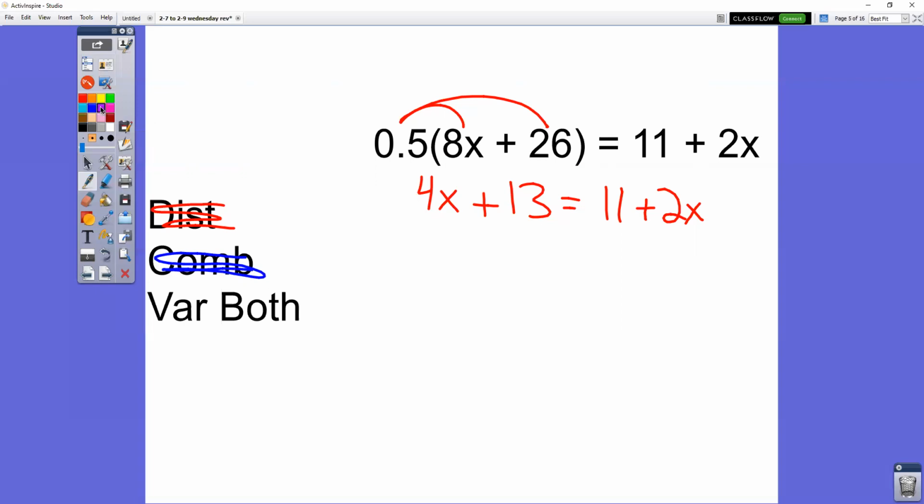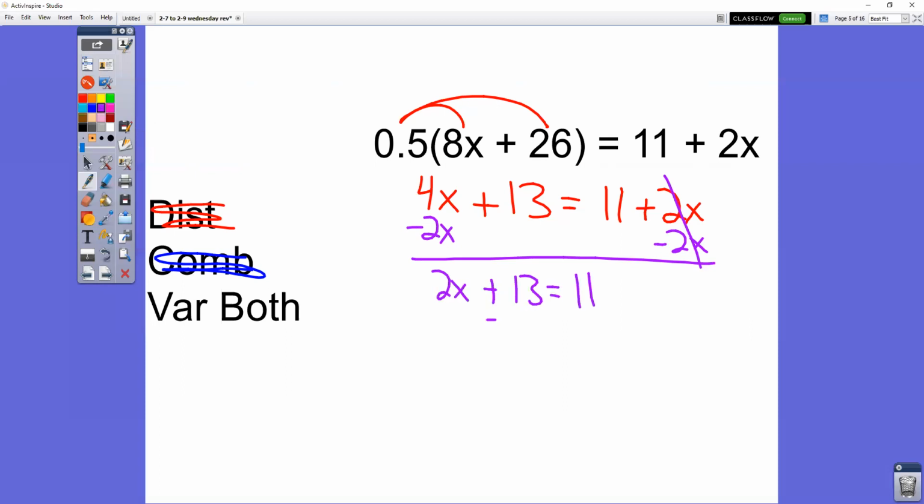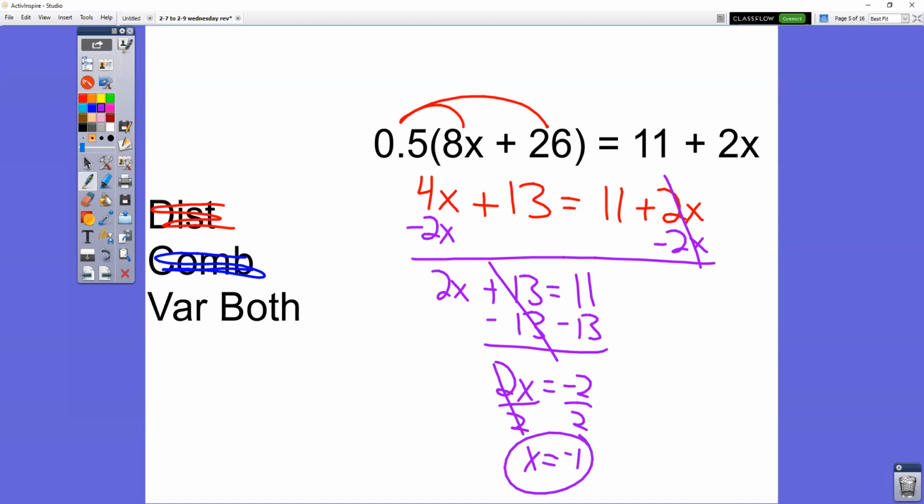Do I have variables on both sides? Yes, I do. I'm going to work with the smaller of the two letters first. So I'm going to do -2x and -2x. So I have 2x plus 13 equals 11. Now it's just a two-step equation. So -13 to get the 2x all by itself. 11 minus 13 is -2. Divide by 2. Now it's just a one-step equation. You should get an answer of -1.